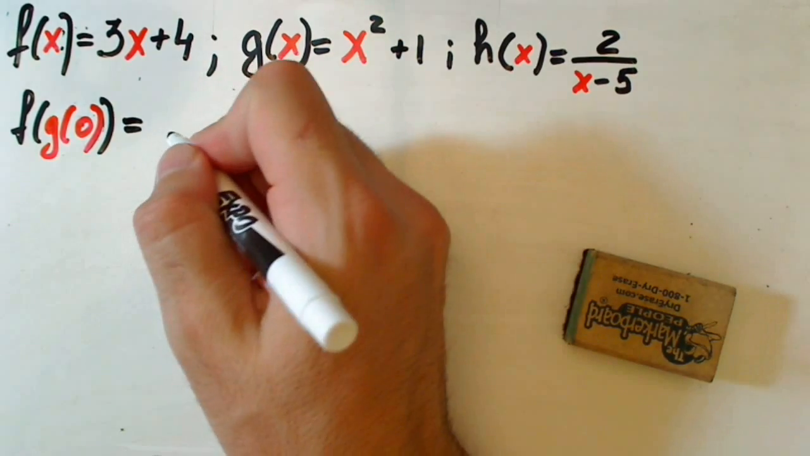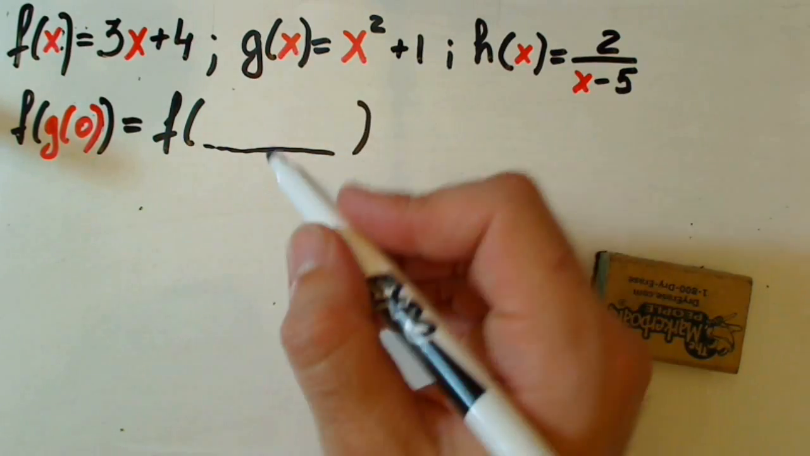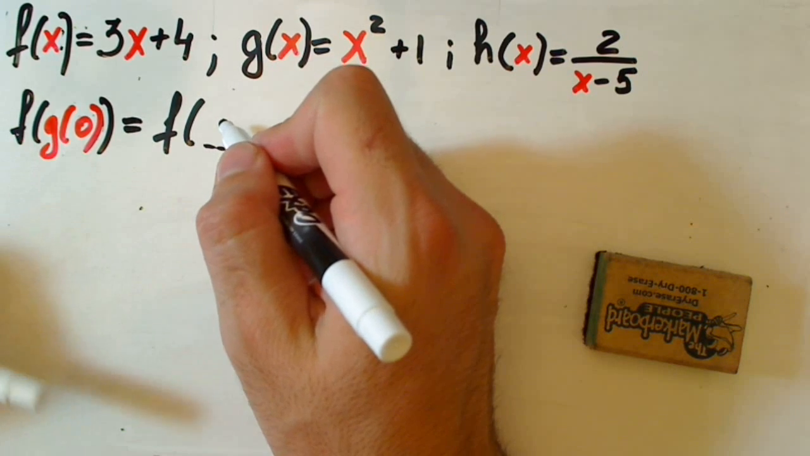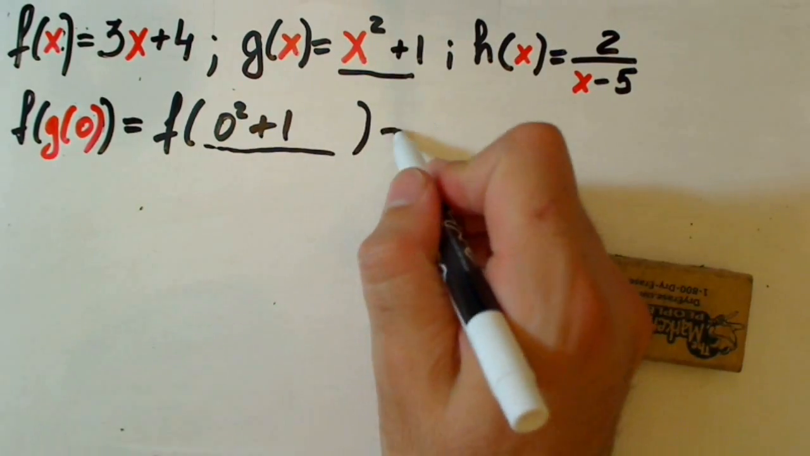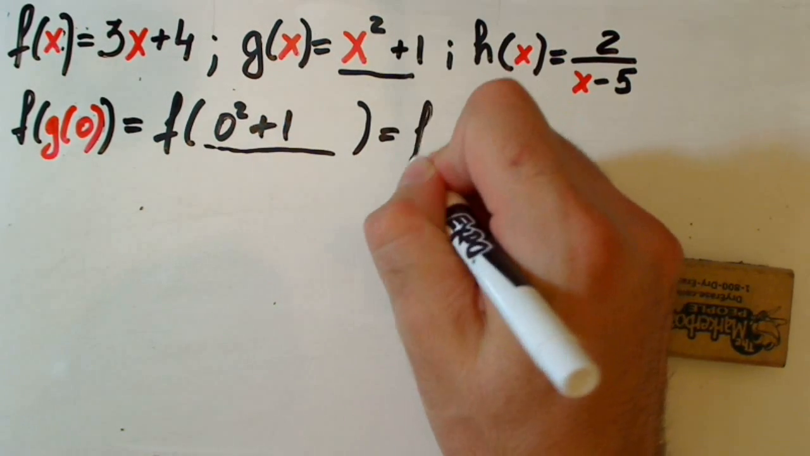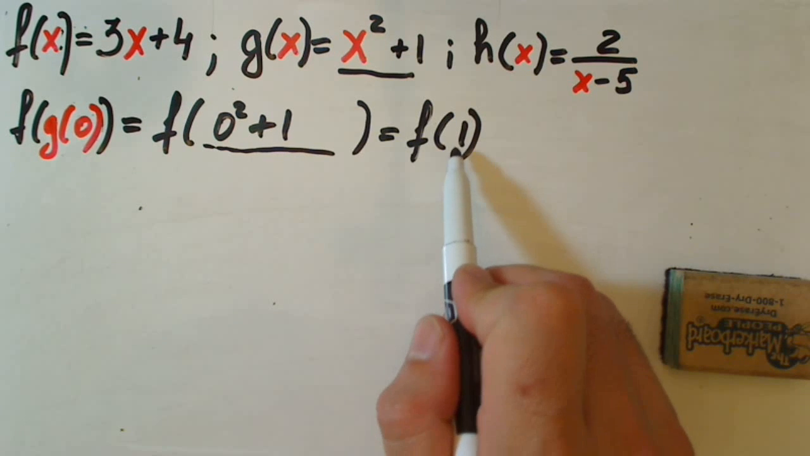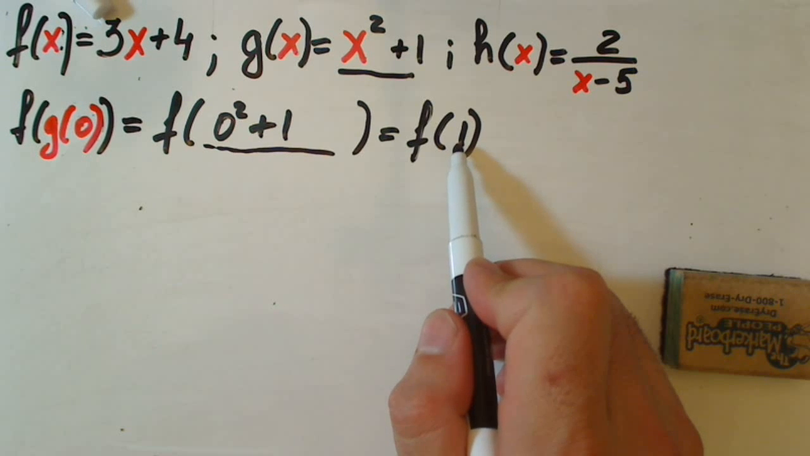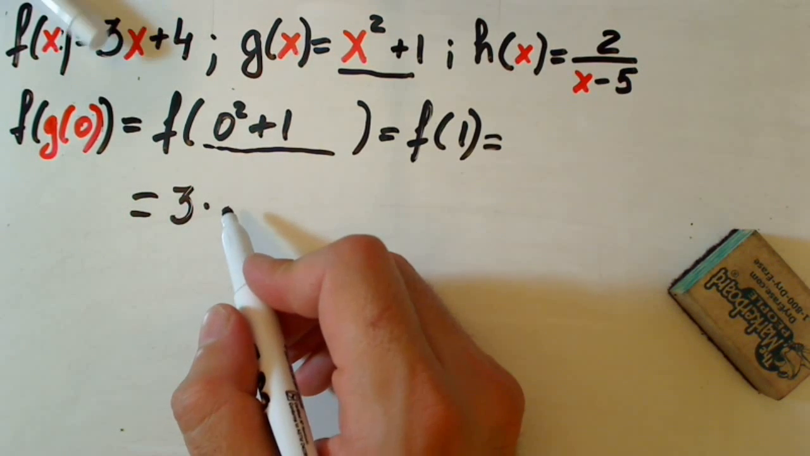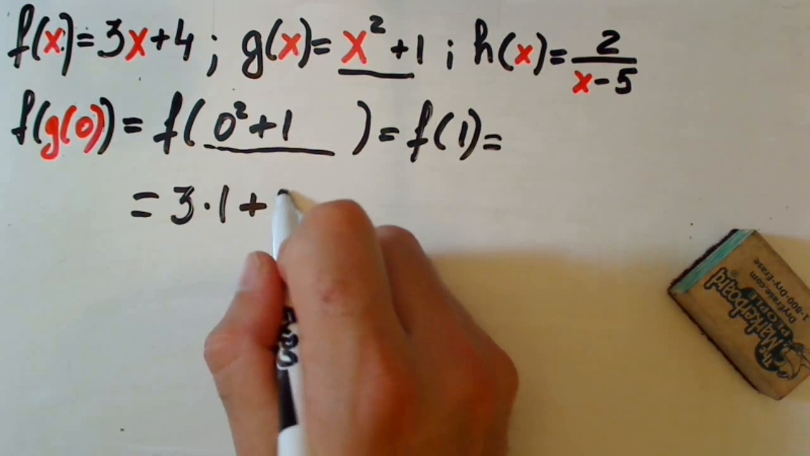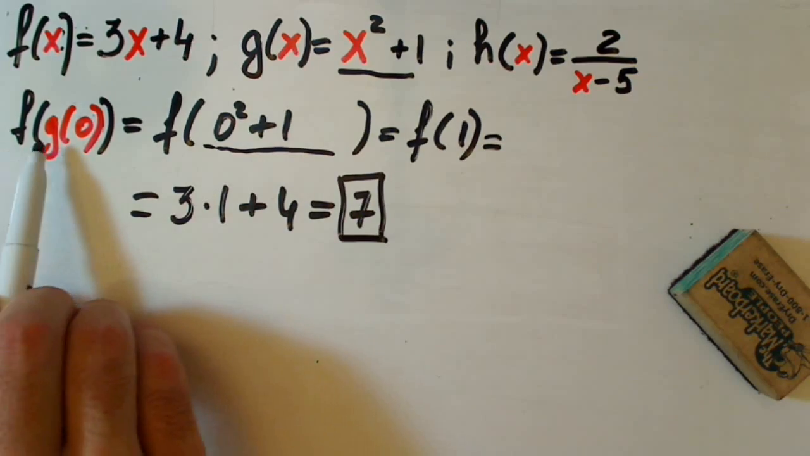We have f of, and now let's write here for the input our g function with input of 0. It will be 0 squared, just right here, plus 1. And 0 squared plus 1 is just 1. It means we have f of 1. And f of 1 means we plug in 1 for the input in our f function. Right here, we have 3 times our input, which in our case is 1, plus 4. And 3 plus 4 is just 7. That is the answer for f of g of 0.